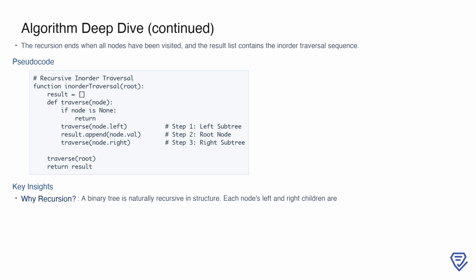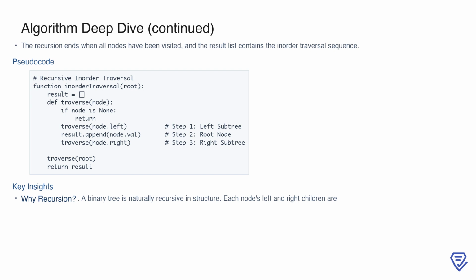We define a function, inorderTraversal, which initializes an empty result list. Inside this function, we define a helper function, traverse, that takes a node as its argument. If the node is null, we return immediately, as there's nothing to process. Otherwise, we first call traverse on the left child of the node, then add the node's value to the result list, and finally call traverse on the right child. After defining this helper function, we call it on the root node to kick off the traversal process. Once all recursive calls are complete, we return the result list.